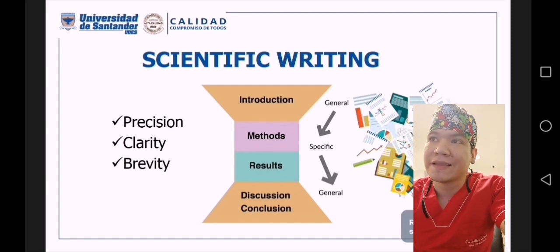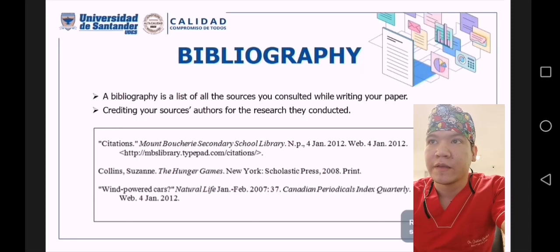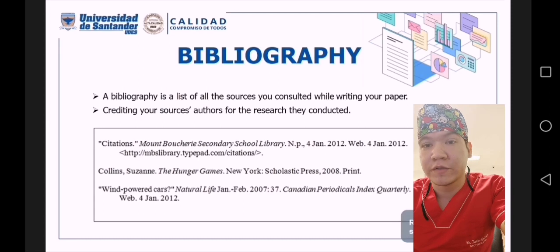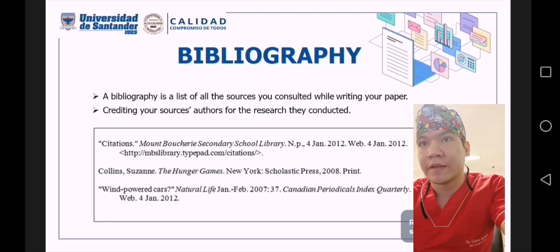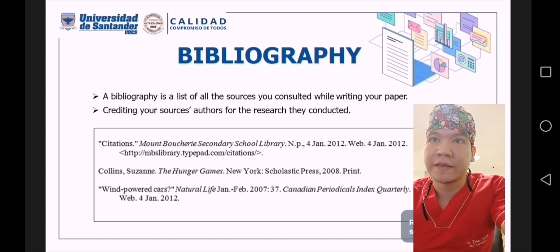The second one is data research, and we have two different types. The first one is alphabetic, and the second one is numeric. And then we have scientific writing, and we have four different topics: introduction, methods, results, and discussion or conclusion. And we base it on precision, clarity, and brevity.